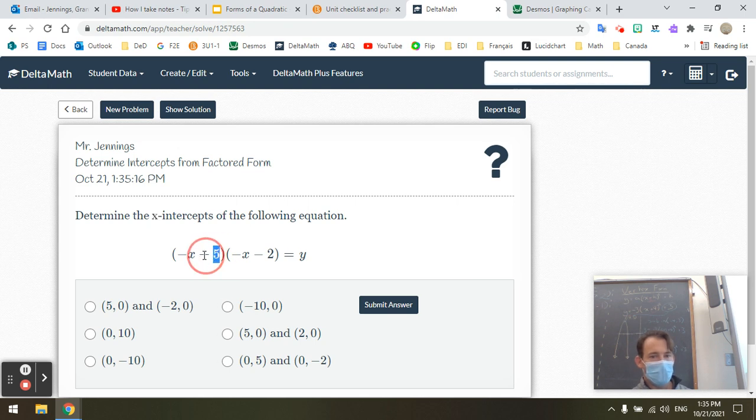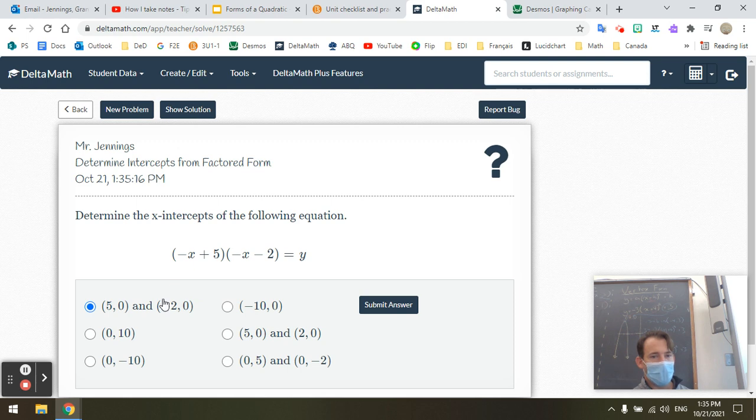Here, this one is a little annoying because they've given you a negative x. So I can notice that I'm flipping the sign of this x. So I actually want 5, 0. That would be one of my zeros. And here, minus x minus 2. This is really annoying. But still, 5 and negative 2 would do it.